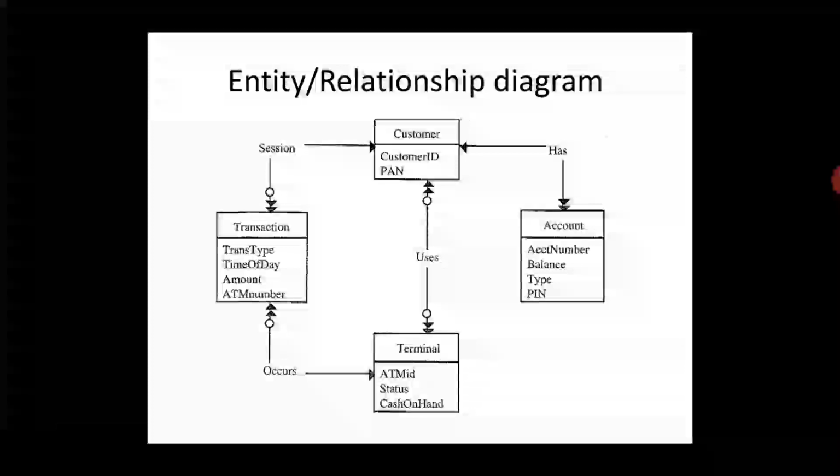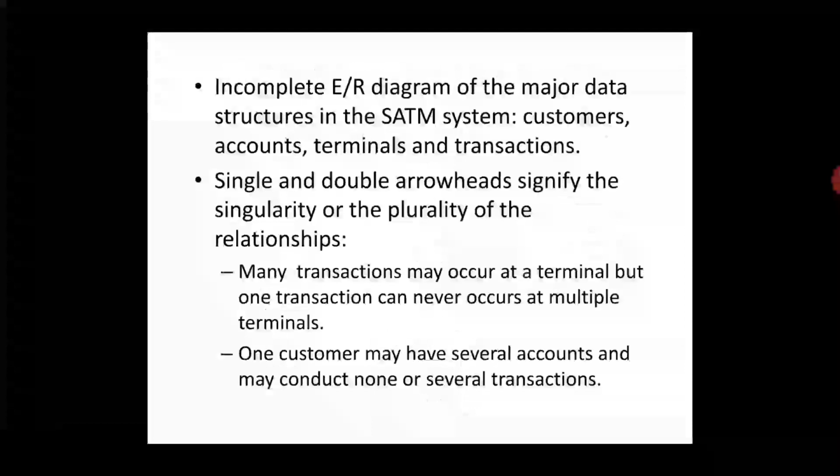You can see here the customer has a relationship with the account: the customer has account. And also customer and terminal, coming from the customer to the terminal, it has a uses relationship: customer uses terminal, and also the transaction occurs at the terminal. So the transaction actually occurs at the terminal. So these are all the approaches. This is actually not a complete diagram, an incomplete ER diagram, with the data structures customer, account, terminal, transaction.